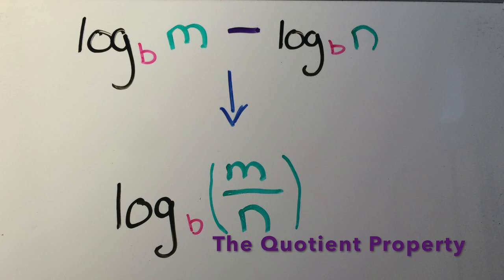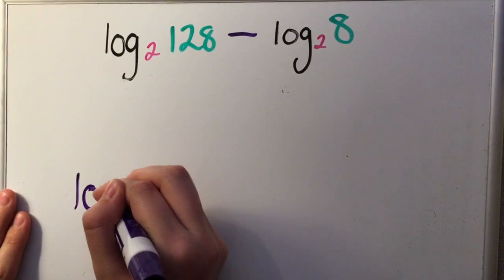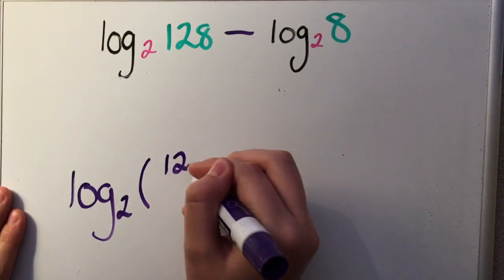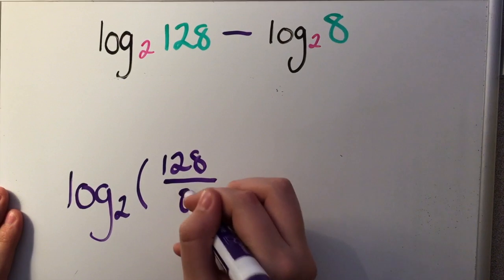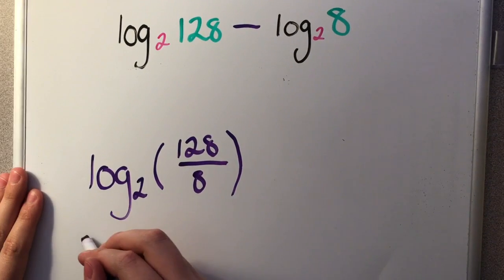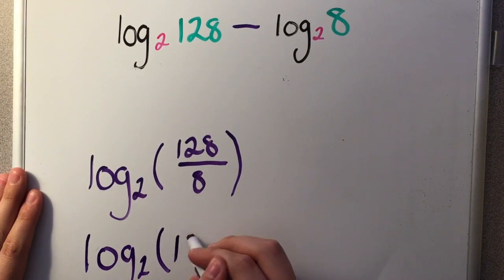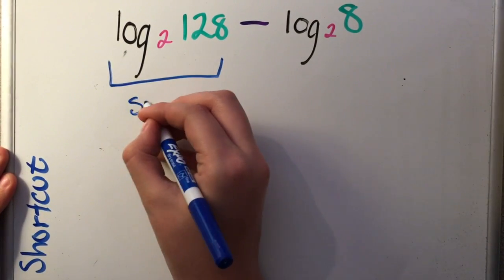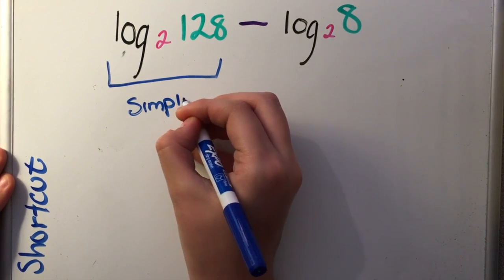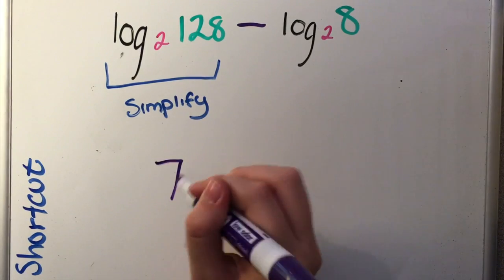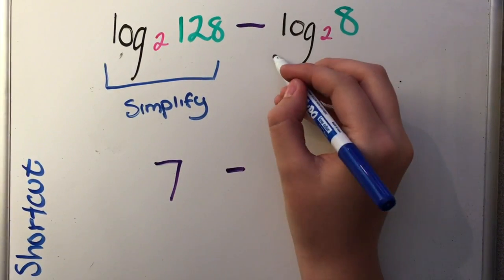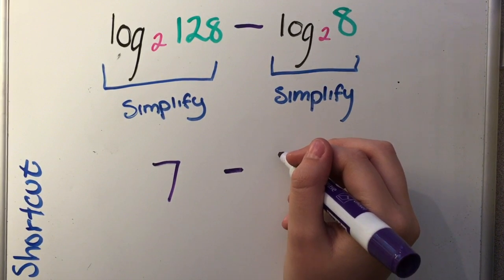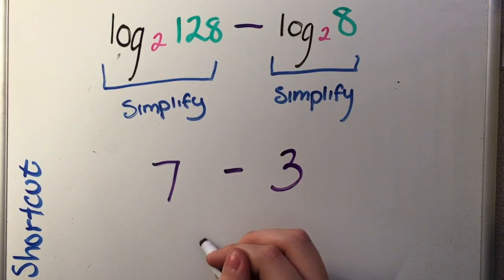The logarithmic quotient property. When subtracting two logs with the same base, you can divide the arguments. Then simplify the arguments, and then simplify the entire logarithm. A shortcut method to solve this is to simplify each logarithm in the expression. Don't forget to keep the same sign. Once you have simplified to single integers, then you could simplify as normal.